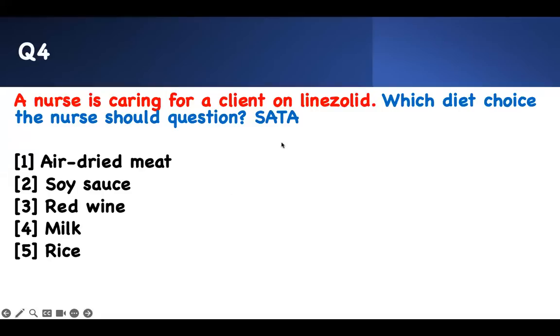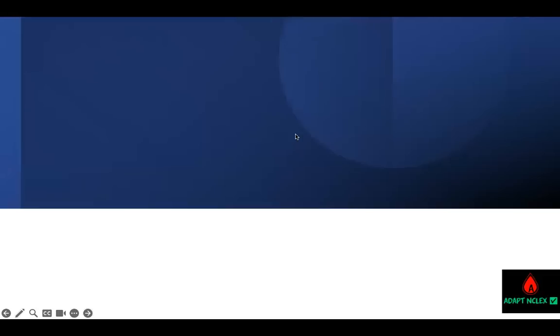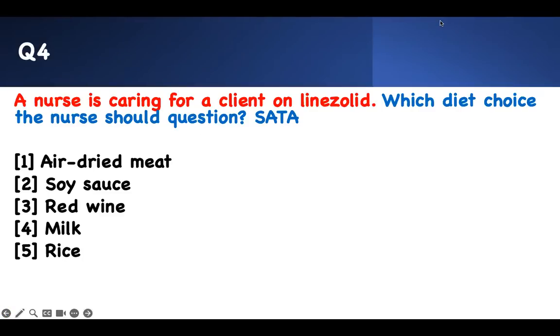Number 4, last question. What do you guys think? A nurse is caring for a client on linezolid. Which diet choice should the nurse question? The same theme I'm trying to give you. I told you linezolid is an MAOI, right? They act like that, and also as a serotonin agonist.